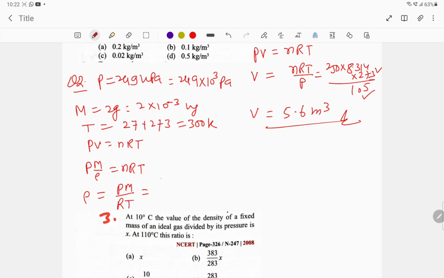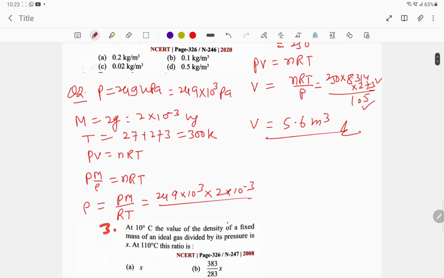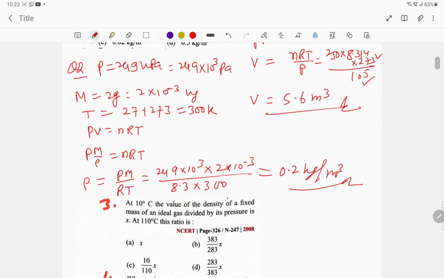Now putting the value, so what is P? P is equal to 249 into 10 to the power 3 into what is M? The M is equal to 2 into 10 to the minus 3 divided by what is R? R is equal to 8.3, R into temperature is 300. So after calculating this value, we get 0.2 kg per meter cube. This is the correct answer.